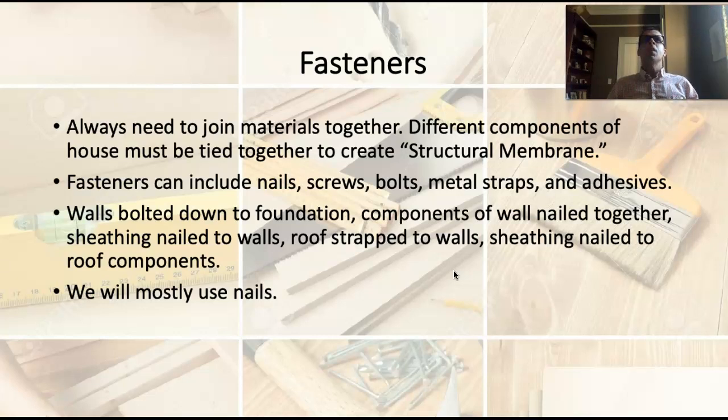If we don't properly fasten those, then those components could separate, and that could result in building failure. There's one very specific fastener that gets heavily utilized called a hurricane tie, and it's a metal strap that connects the truss or a rafter to the wall.